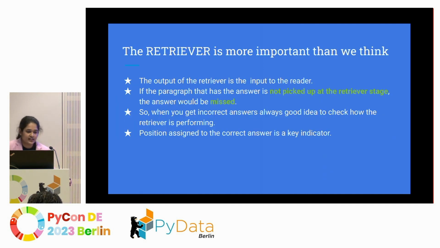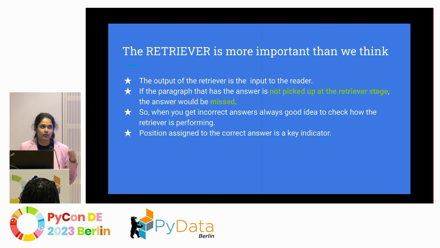One thing that anybody who's building a Q&A system should remember is that the retriever is more important than we think, because as we saw in the previous diagram, the output of the retriever is the input to the reader. So if the paragraph that actually has the correct answer has not been picked up by the retriever, even if you have the best reader model in the world, you would still not be able to come to the correct answer. And hence, when something is going wrong in your Q&A system, it's really important that you see how the retriever is performing.